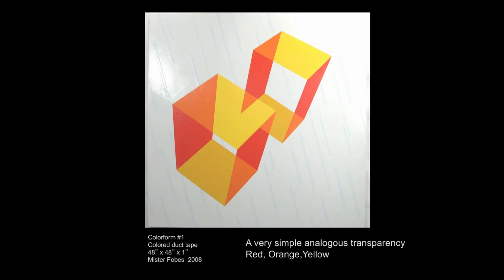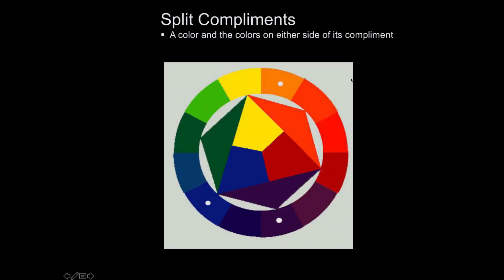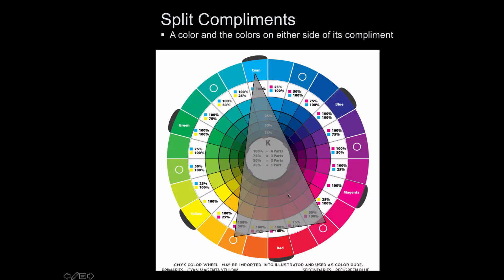Here's another tape painting that I did a few years back that's an analogous painting. So I've got a red, orange, and yellow, and when they mix, they apparently create orange. Split complements. This is the one that's a little bit harder for students initially to get. It's a color, and then you go to its complement and the color on either side. So there are three hues. Here's an example of our color wheel that we're going to be using. So this is maybe a little bit more clear.